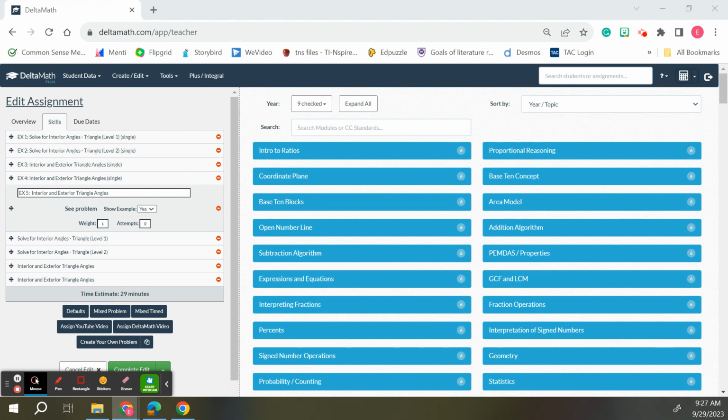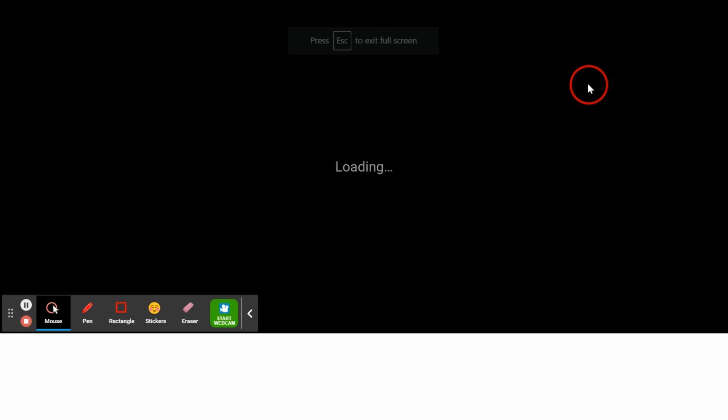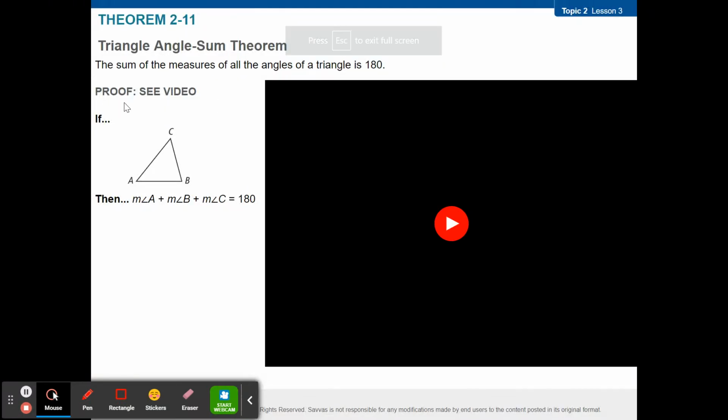Now, the triangle sum theorem, can someone tell me how many degrees are in a triangle, like total, if you added up all those angles? 180. Okay, so there's actually a theorem that goes with that. We're not going to watch the video for this, but this is just to kind of show you guys. That whole idea is called the triangle sum theorem, where the measure of angle A plus the measure of angle B plus the measure of angle C in a triangle equal 180.